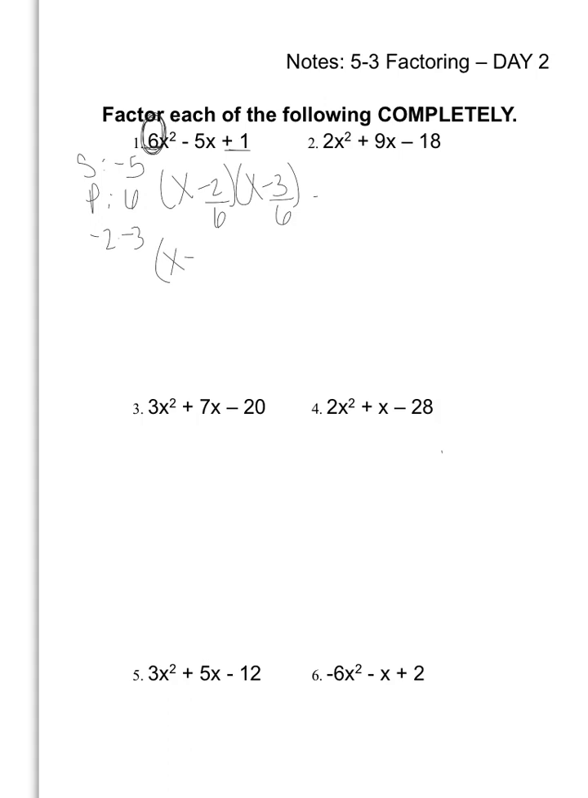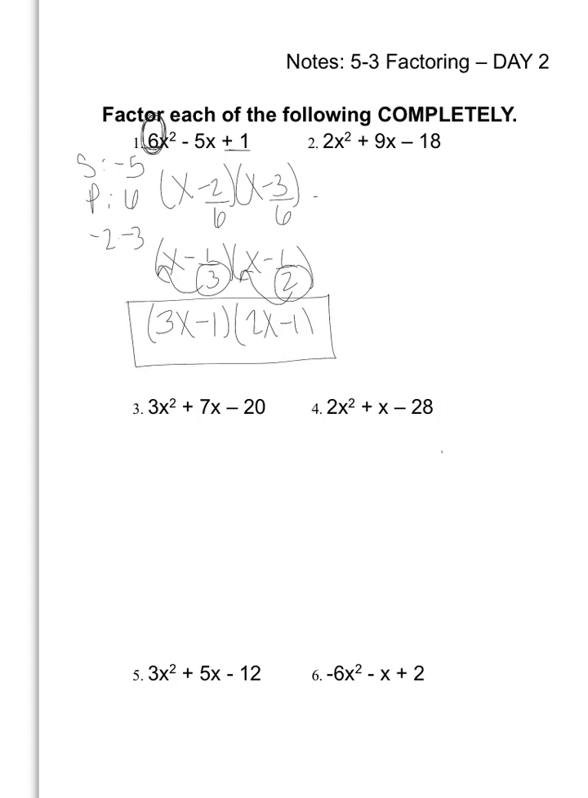So this first one would be x minus 1 over 3. The next one would be x minus 1 over 2. Okay, so once we reduce, that's when we swing. So we're going to take the denominator and swing it in front of that x. So I'll take this one and swing it in front of that x. So my first factor would be 3x minus 1. My second factor would be 2x minus 1. Okay, you should be able to multiply those together using FOIL and it should give you back your original trinomial. And also remember, it doesn't matter the order that you write those. So you could have had 2x minus 1 first and then 3x minus 1.